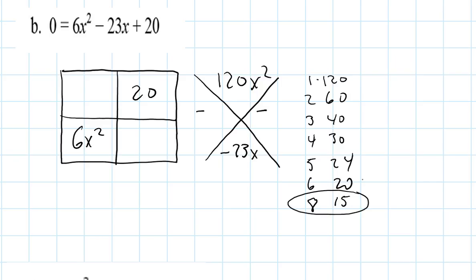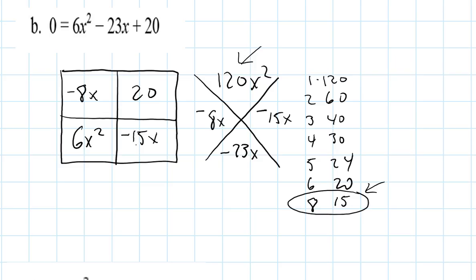So once I get to the factors I need, I stop. And so then this is negative 8x and negative 15x. So sometimes, especially when this number is big, finding the combination is probably the hardest part. So now we plug them into our area model and we get negative 8x minus 15x.